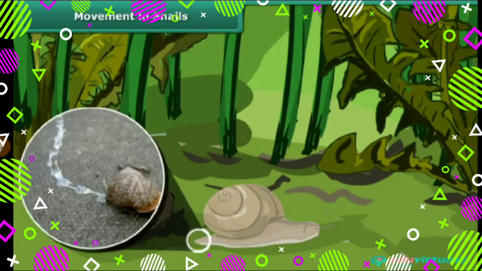The undersurface of the muscular foot is lubricated with mucus. Waves of muscular contractions along this surface help a snail move. The mucus also reduces the risk of injury from sharp objects. That is why a snail can walk over sharp objects like blades without getting hurt.